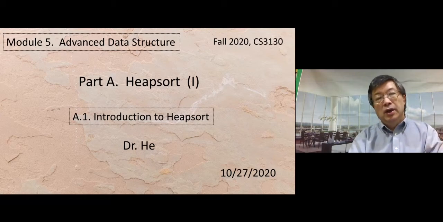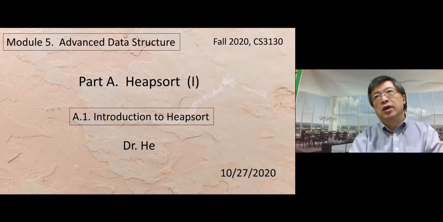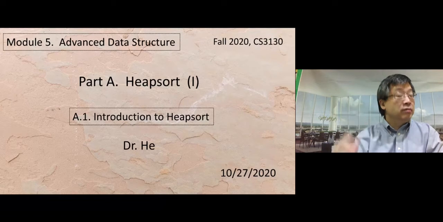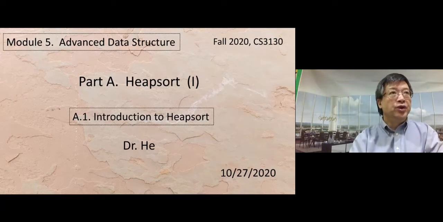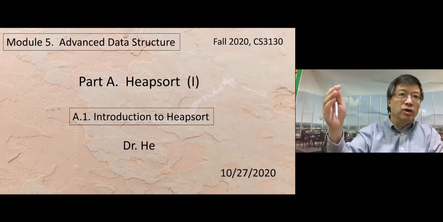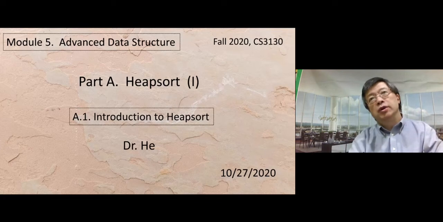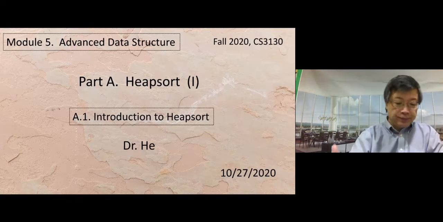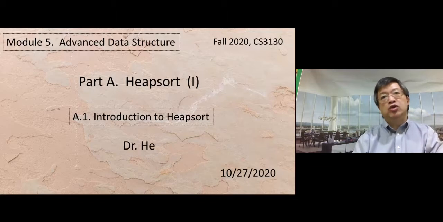So in the first part, we look at heap sort. Because for this special sorting algorithm, we rely on some special data structure, heap. So we will use two parts to complete this heap sort. Part A, so that's our heap sort part 1. 8.1, Introduction to Heap Sort.